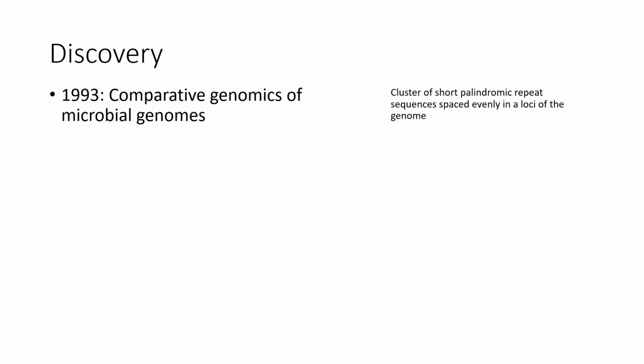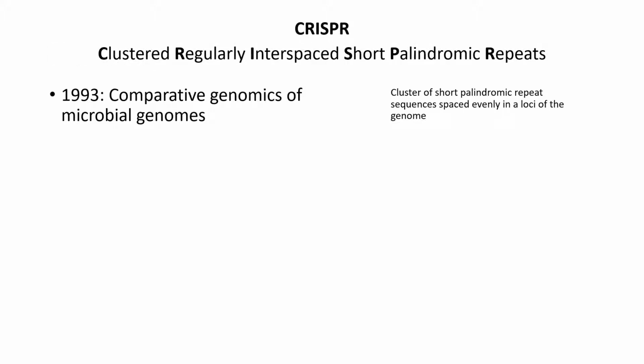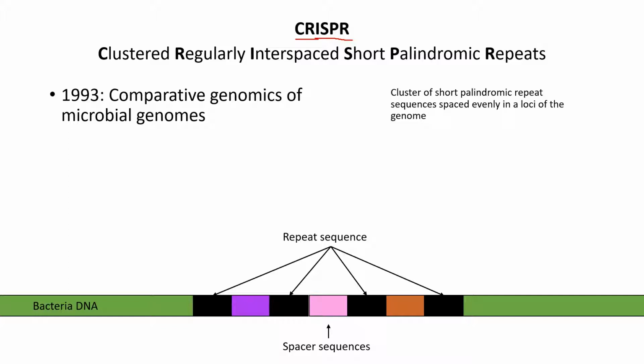So in 1993, they were comparing genomes of different microbes, and they found that there was a sequence that was repeated among different bacteria. So this is where CRISPR got its name from. So there was an observed cluster of short palindromic repeated sequences evenly spaced throughout the genome. So if we have our bacteria DNA here, notice that they noticed these regions here, black.